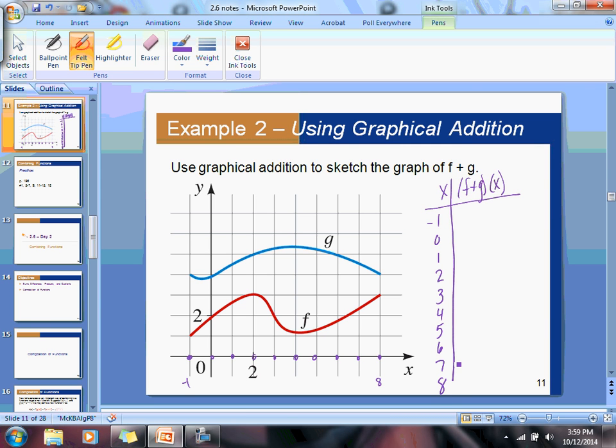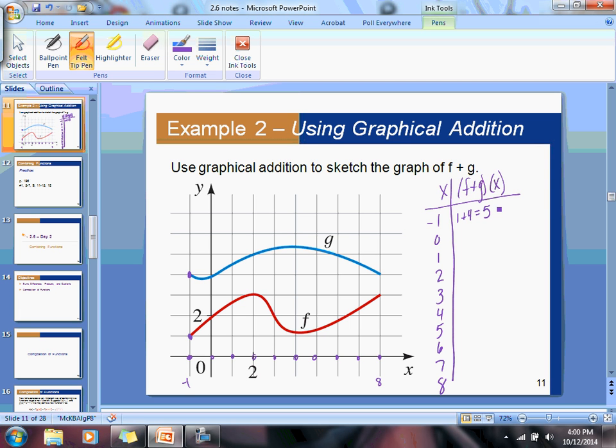There we go. Okay, now basically what I'm going to do is I'm going to find the f value and then the g value, and I'm going to add them together. So by the f value and the g value, I mean the y, the output for your f function and your g function. So at -1, it looks like my f function had a value of 1, and then my g function had a value of 4. So 1 plus 4 will be 5.